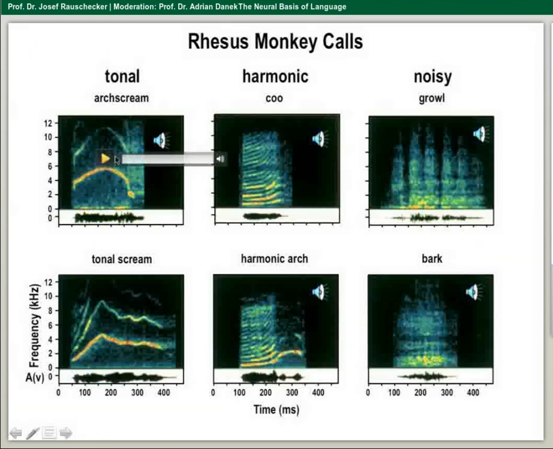So this is an arch scream, this is a very common one here. The coo in the middle in the top row. These are contact calls. It sounds friendly, doesn't it?